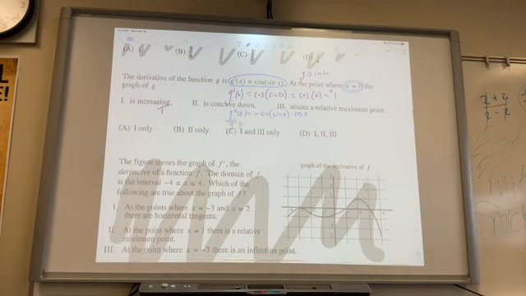so the sine of 0 is still 0, isn't it? So it is 0 times 1, which is 0. Yeah. So it's not concave down.